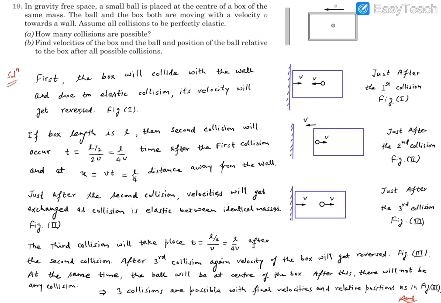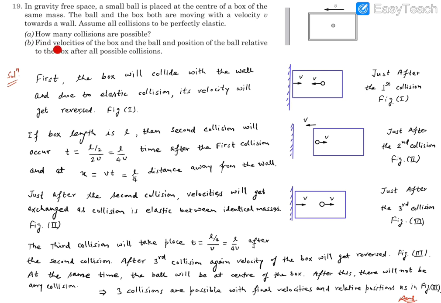Question number 19. It reads: in gravity-free space, a small ball is placed at the center of a box of the same mass. The ball and the box both are moving with velocity v towards the wall. Assume all collisions to be perfectly elastic. Answer these two parts. One is how many possible collisions are going to be there in this figure.